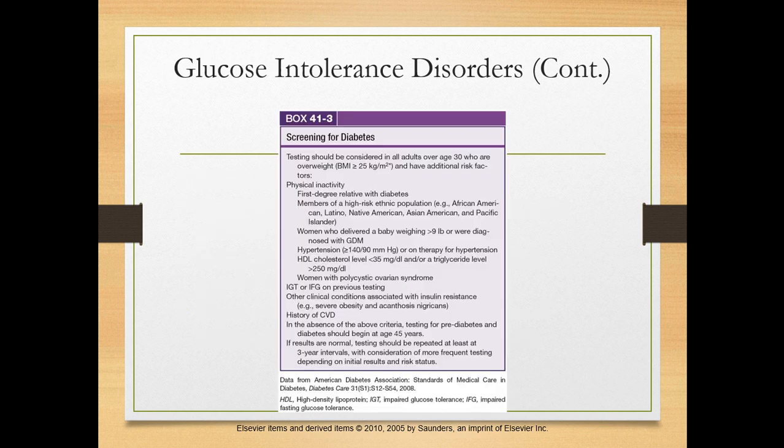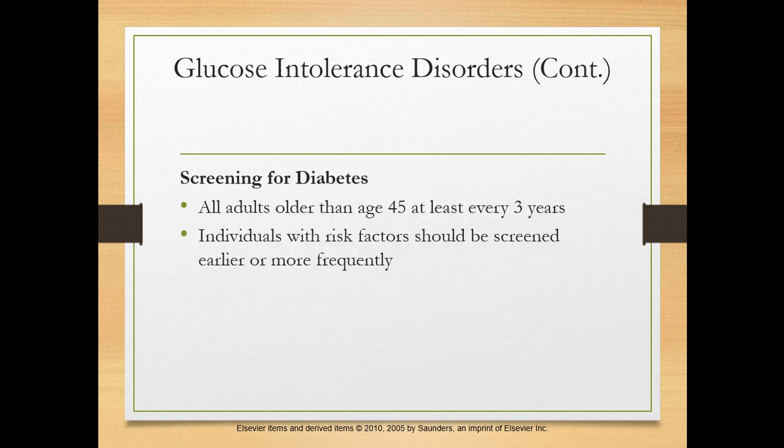Okay. So here are the screenings. Again, we'll save a lot of this diagnostic testing for any in-class work, but it's here so you can take a look at that at your leisure. Now, screening for diabetes: all adults over the age of 45 at least every 3 years. Okay, individuals with risk factors should be screened earlier or more frequently.